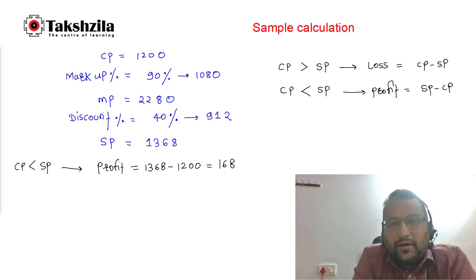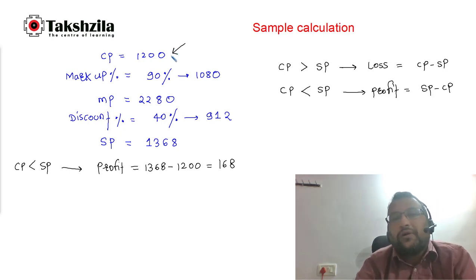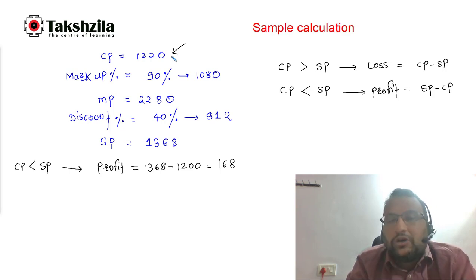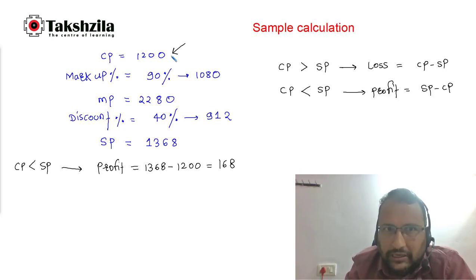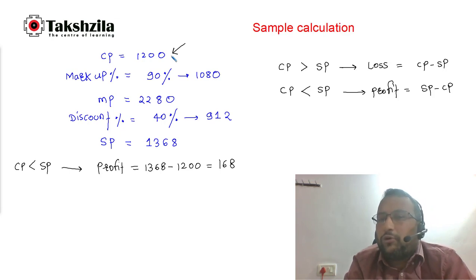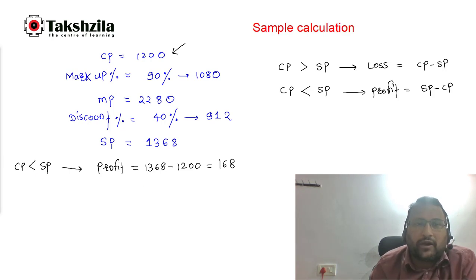Now after calculating profit, what will the shopkeeper think? To earn 168 rupees, the shopkeeper needs to invest 1200 rupees. So if the shopkeeper invests only 100 rupees, then how much profit will he earn? Let me repeat this part. If the shopkeeper invests 1200 rupees, then the profit will be 168 rupees. If the shopkeeper invests only 100 rupees, then the profit is going to be how much? This concept is called profit percentage. So over here, how to calculate profit percentage? Let's have a look at it.